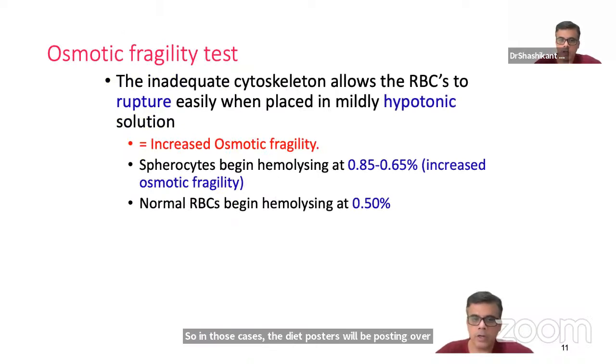So increased osmotic fragility, and here the RBCs start hemolyzing at 0.85. So increased osmotic fragility is being seen over here, and they begin hemolyzing much earlier, and that is the characteristic feature. Even in mildly hypotonic solutions they start lysing. That is the characteristic feature, and they imbibe water, and they are more prone to lysis compared to the normal RBCs, which generally lyse at 0.5% salt solution.